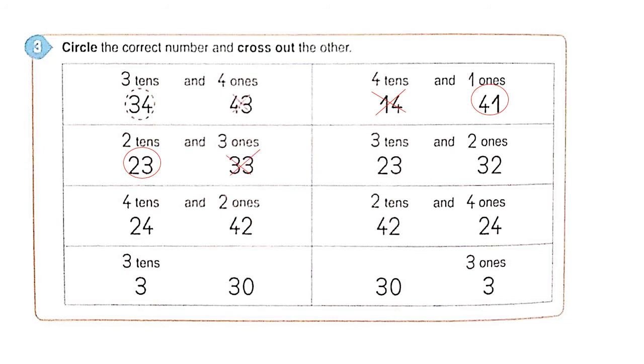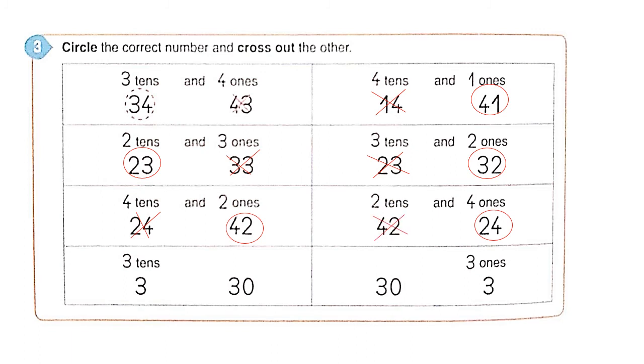We have 3 tens and 2 ones. We put 3 and then 2 beside it. So the number is 32 and we cross out 23. We have 4 tens and 2 ones. We put 4 at the left and 2 at the right, and we end up with 42, of course. And we cross out the 24, of course. 2 tens and 4 ones. We put 2 at the left and 4 at the right, and we end up with 24 and we cross out 42.